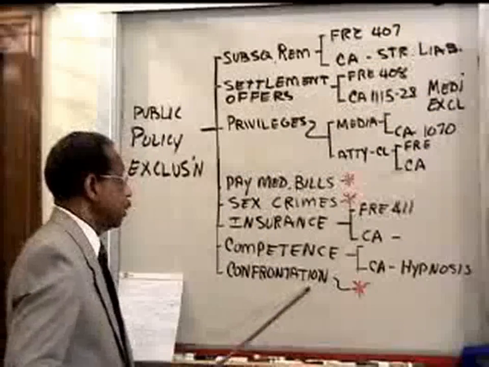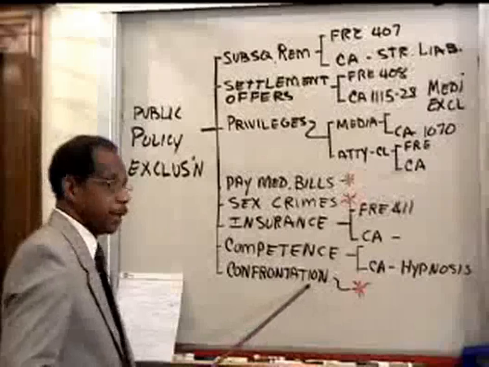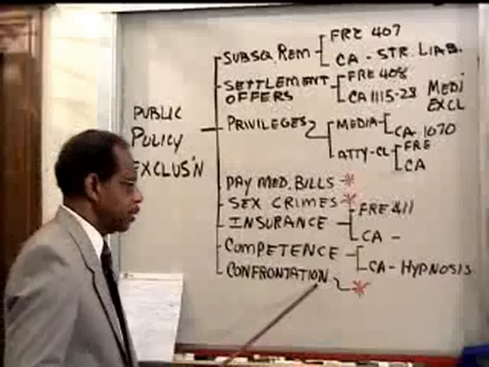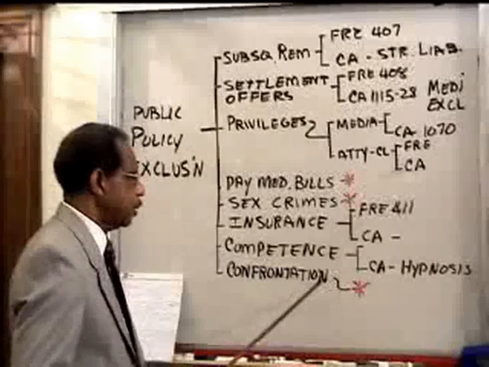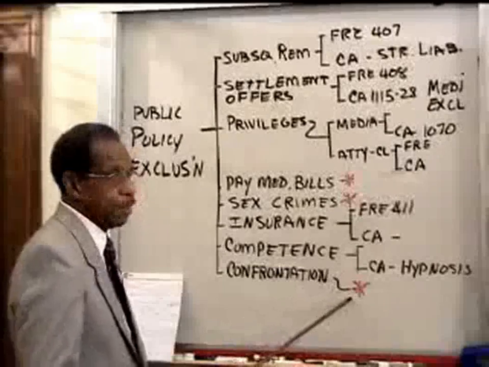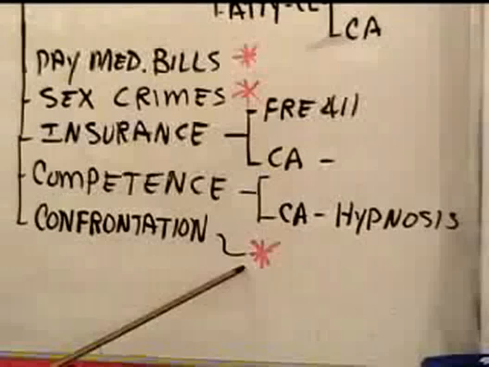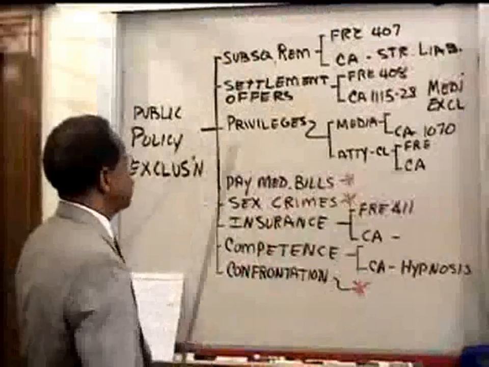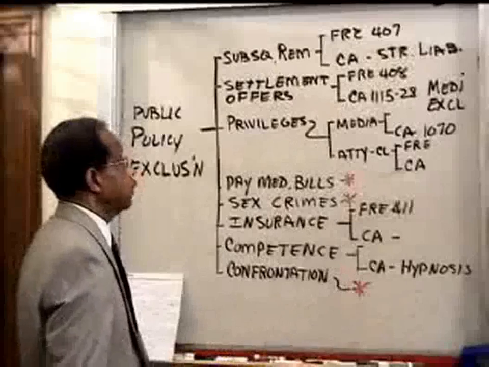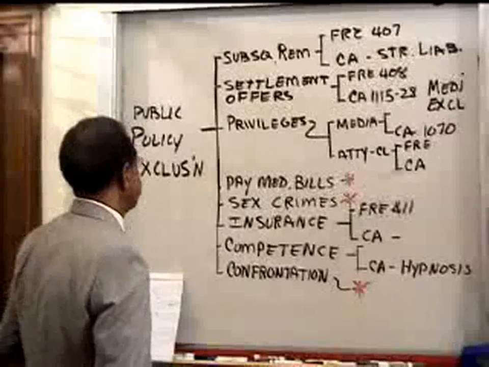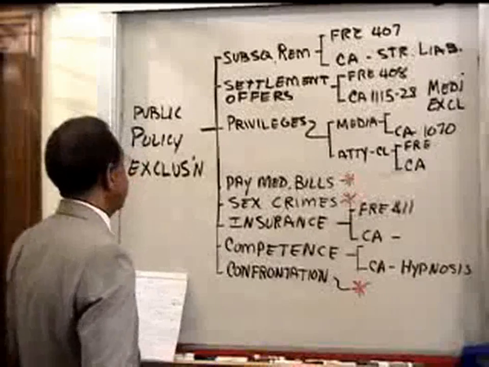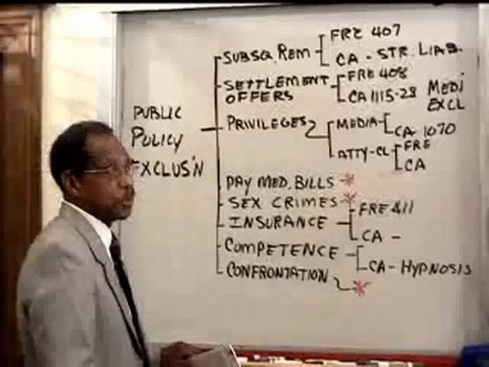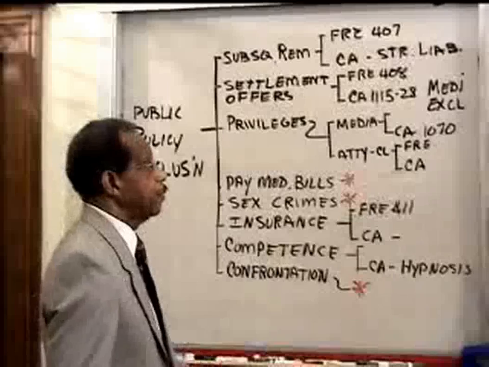The Confrontation Clause, this is really a constitutional matter, that one has a right to confront their witnesses against them under the Sixth Amendment. And of course, that's going to be the same whether it's California state courts or the federal rules of evidence. So these are the places where there are differences in the exclusions based on public policy, differences between the federal rules of evidence and the California rules.